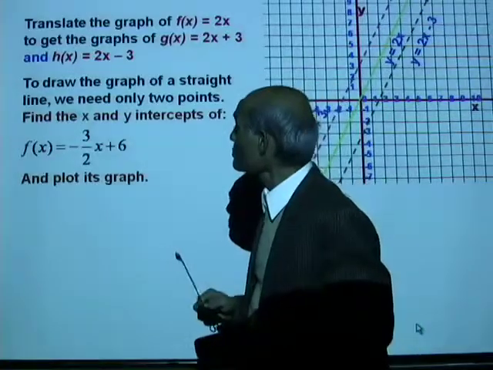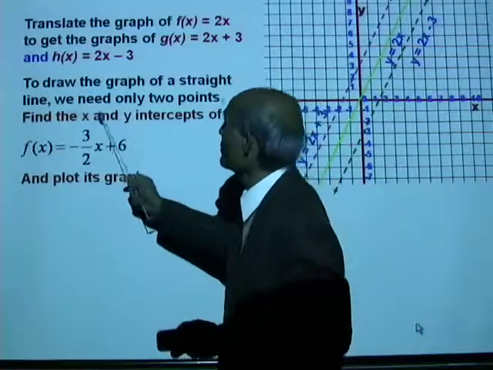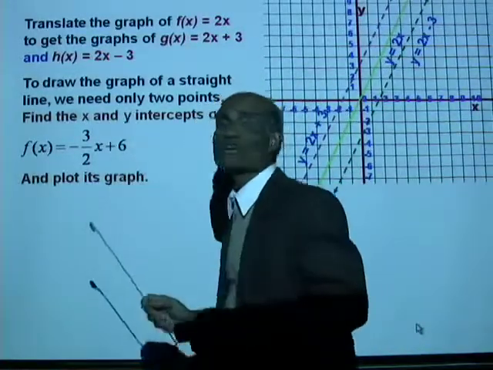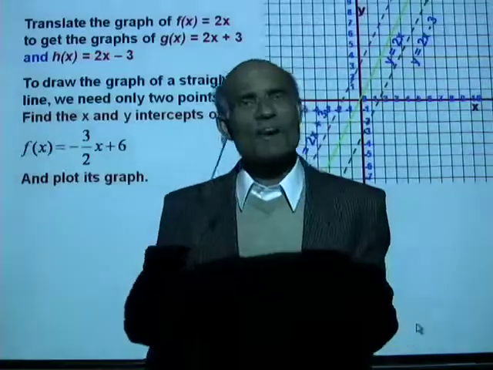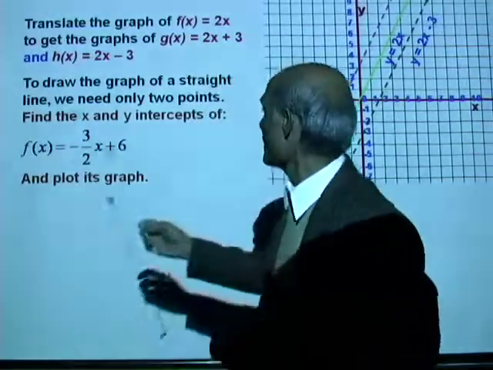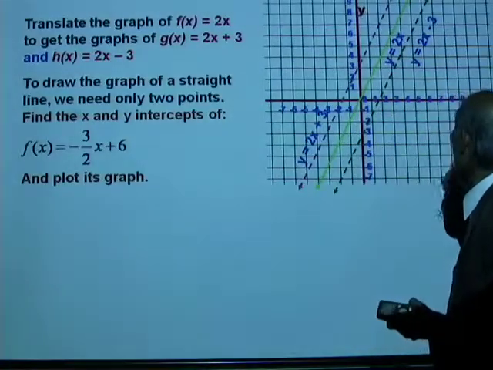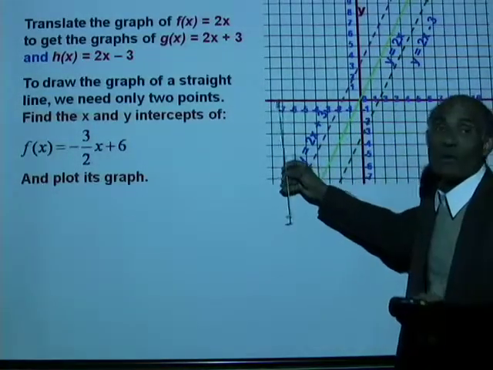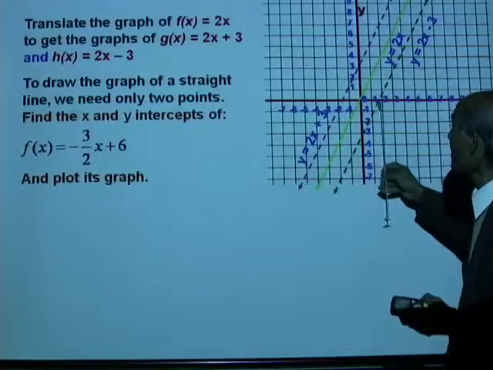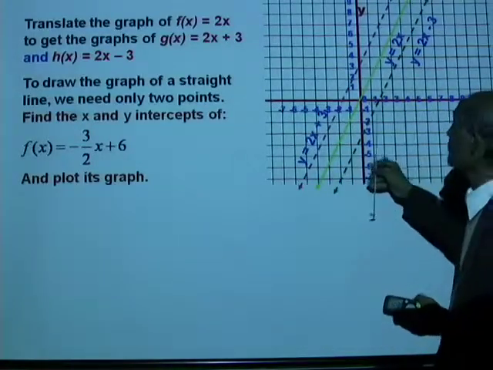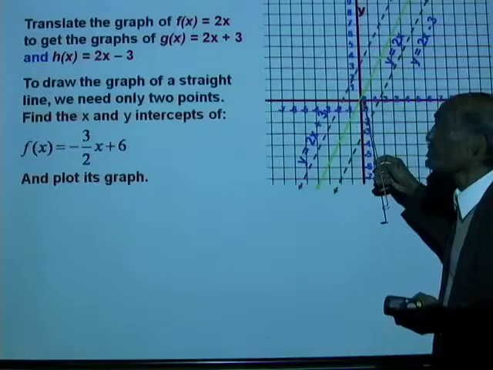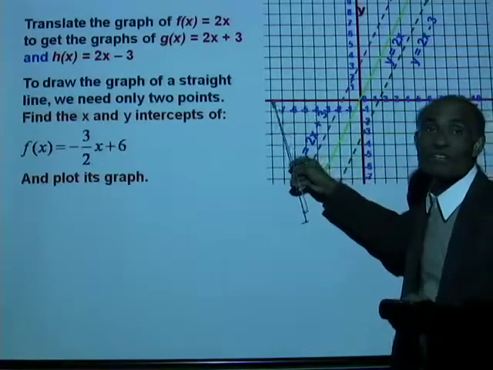Now, how would you plot the graph of this? You need to find the x and y intercept. Tell me, how do you find the x-intercept? Now, x-intercept is the point where the graph cuts the x-axis. And what is the value of the function along the x-axis? The value of the function along the x-axis is 0.